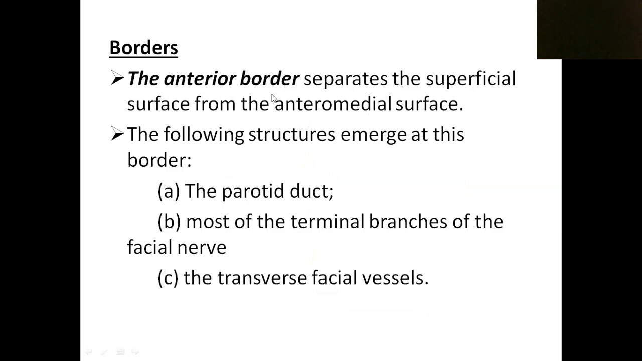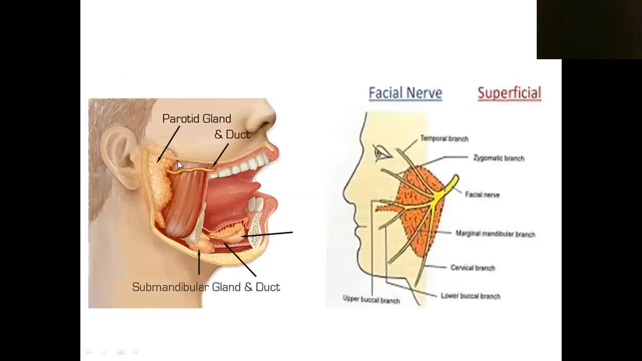Now, in addition to that, from the anterior border we can see some structures, like the parotid duct arising from this anterior border, and the terminal branches of the facial artery and transverse facial vessels. See here, this is the anterior border of this parotid gland. One duct is arising from this anterior border. It is known as the parotid duct.